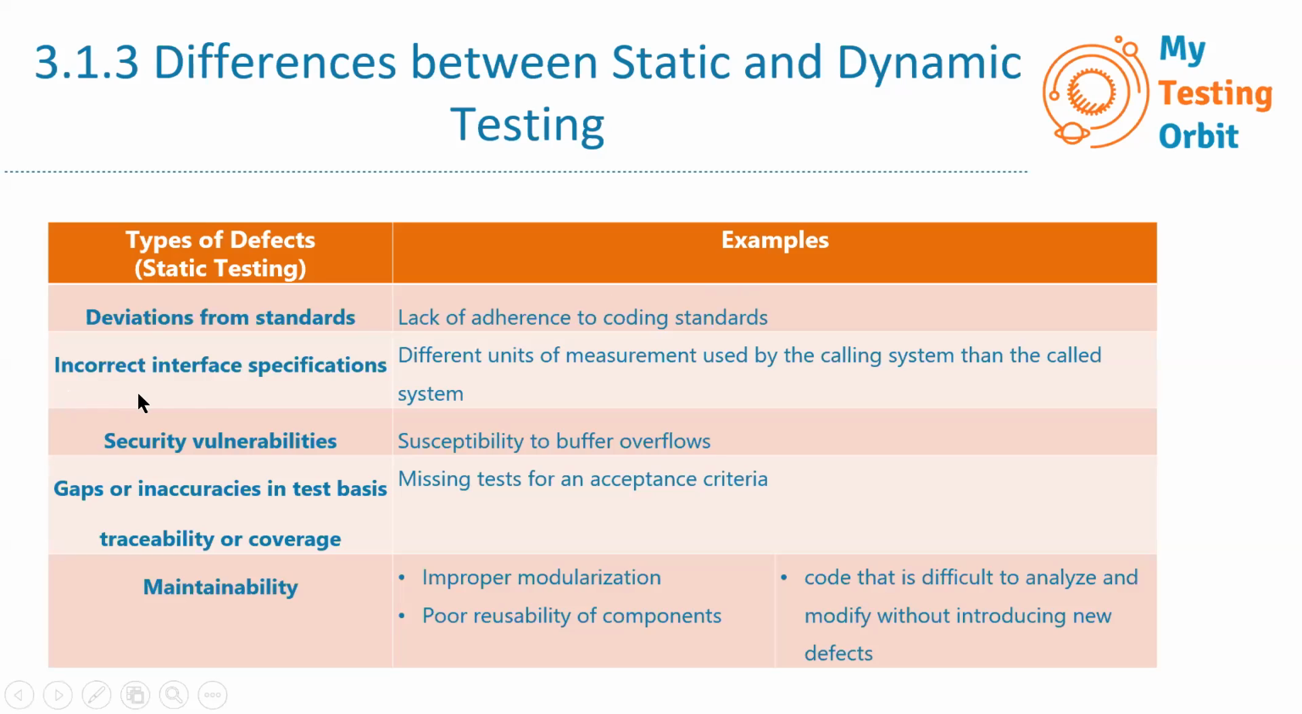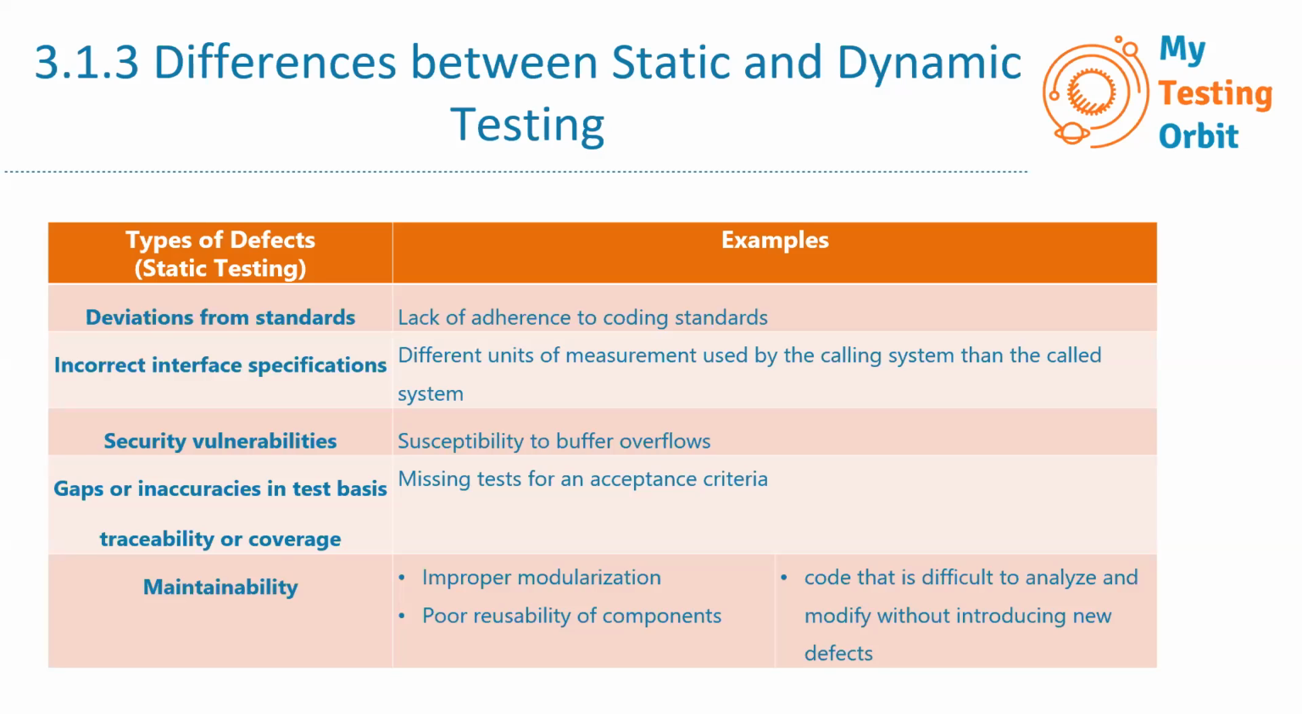Next is incorrect interface specifications: different units of measurement used by the calling system than the called system. If we have two systems that are dependent on each other, and in one system, let's say we have a temperature metric, so we are using Celsius, while in the other one we are calling that system, but we are using Fahrenheit as a metric.